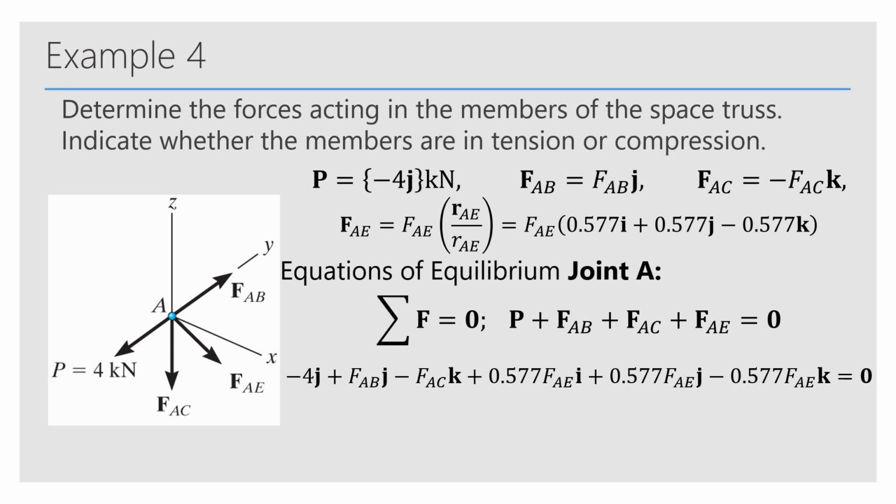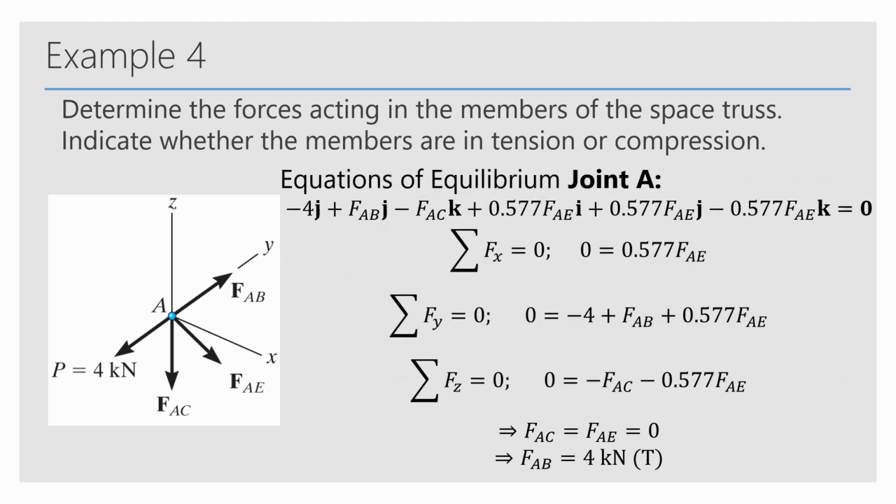First, you need to use your equations of equilibrium to figure out what the forces look like in Cartesian form. Here we have the equations of equilibrium for joint A, where the forces all add up to 0, because joint A is treated as a particle, and equilibrium means that all the forces must add up to 0. When you write it all out, you end up getting that the force in members AC and AE is equal to 0, and that the force in AB is in tension at 4 kilonewtons.